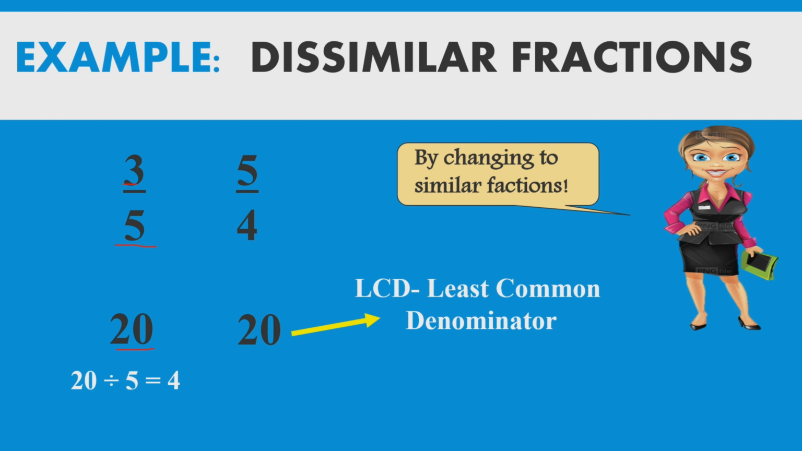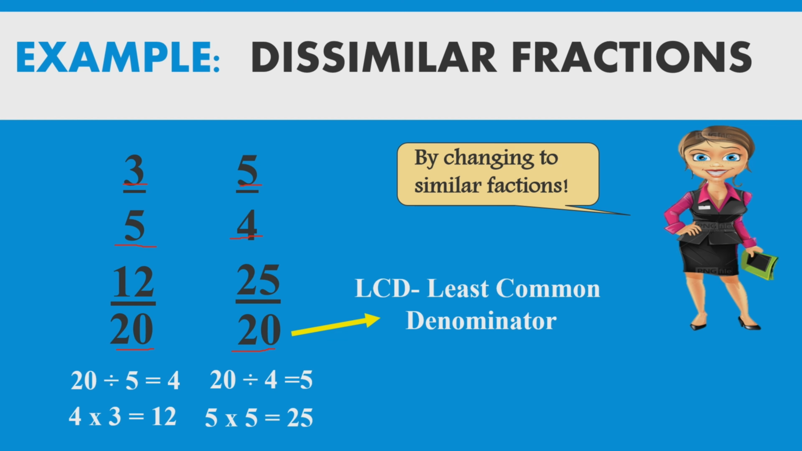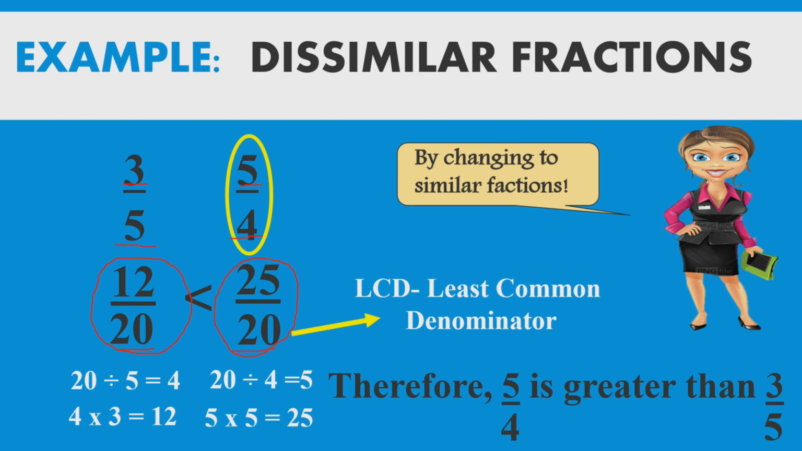And then 4 times 3, that is 12. And then 20 divided by 4, that is 5. And then 5 times 5 equals 25. So now they are already similar fractions. Let us compare. Since 12 over 20 is less than 25 over 20, therefore 5 over 4 is greater than 3 over 5.